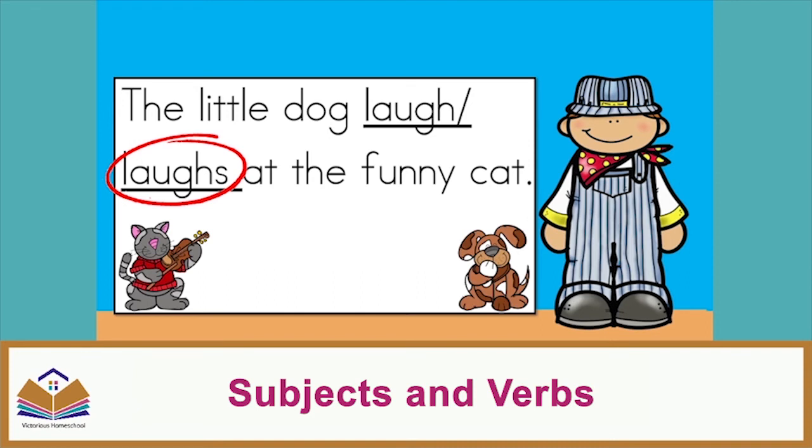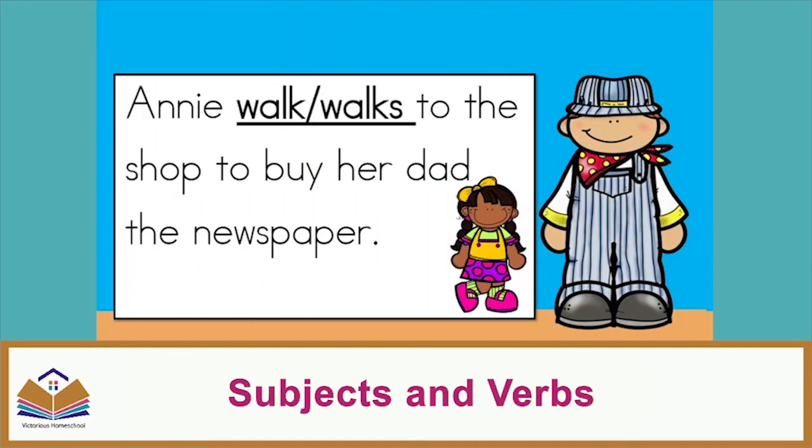Let's have another one. Annie walks to the shop to buy her dad the newspaper. Which is the correct form of the verb? Yes, it's walks because Annie is singular and walks is a singular verb.